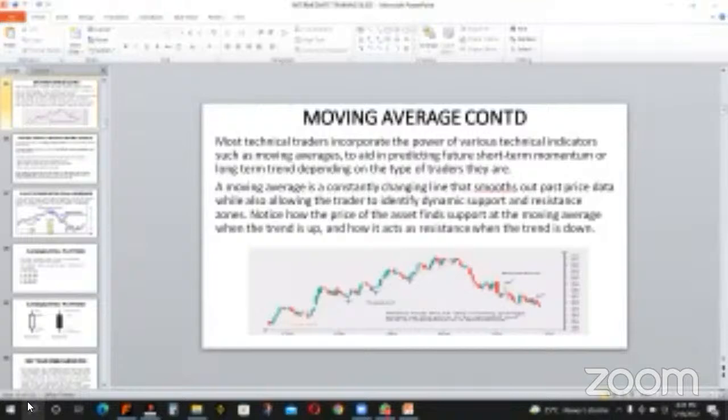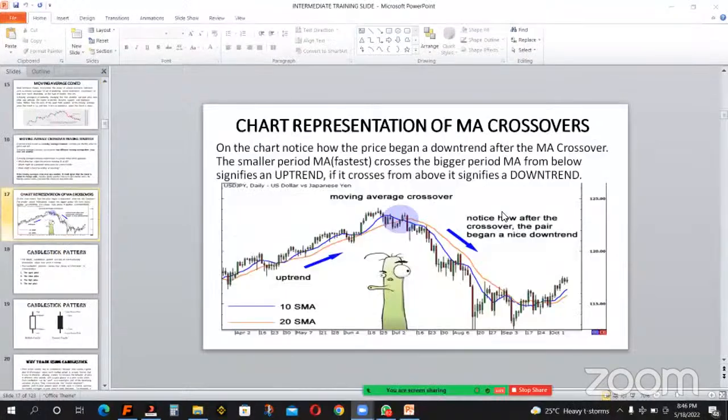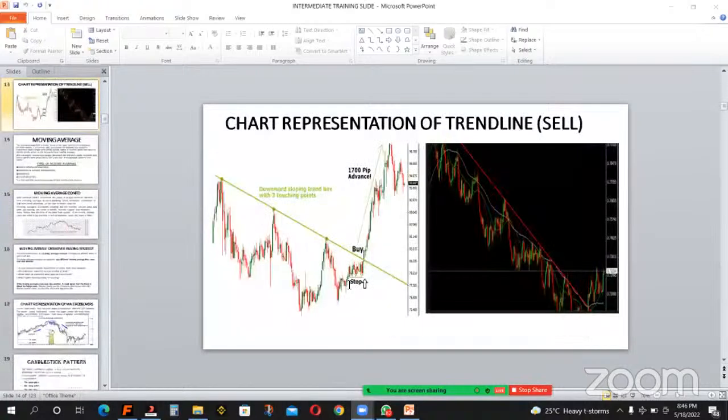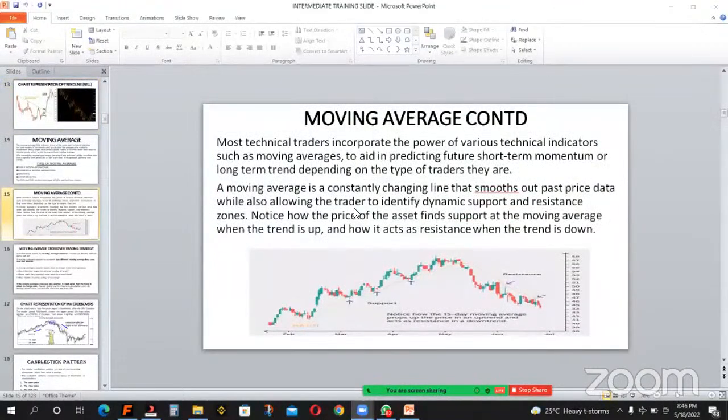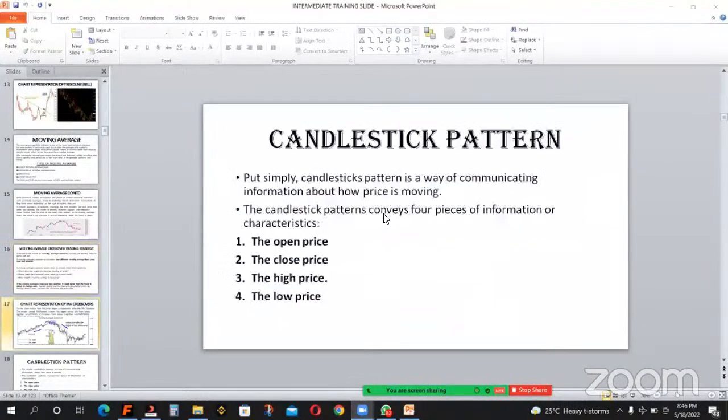Now, how does it concern you, traders? Our concern is that this moving average serves as dynamic support and resistance. Take note: dynamic support and resistance. Let me get this chart. Okay, let me take it from here.